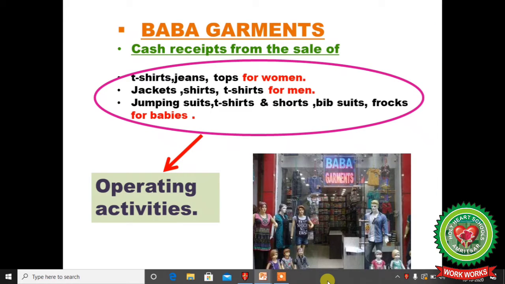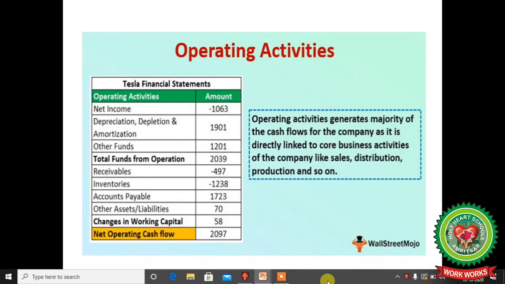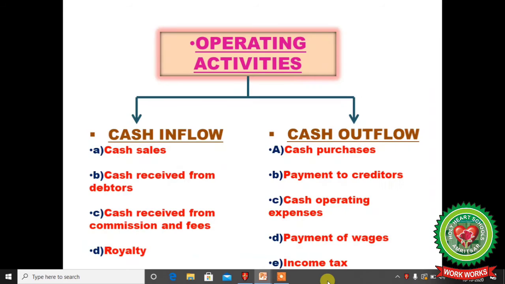For example, Baba Garments. Cash received from the sale of different types of products, the variety available with Baba Garments, like t-shirts, jeans, tops for women, and jackets, shorts, t-shirts for men, and jumping suits, t-shirts and shorts, bib suits, frocks for babies. These are all operating activities. It is any amount the person received after the sale of such things. Operating activities generate the majority of the cash flows for the company, as they are directly linked to core business activities of the company like sales, distribution, production and so on.